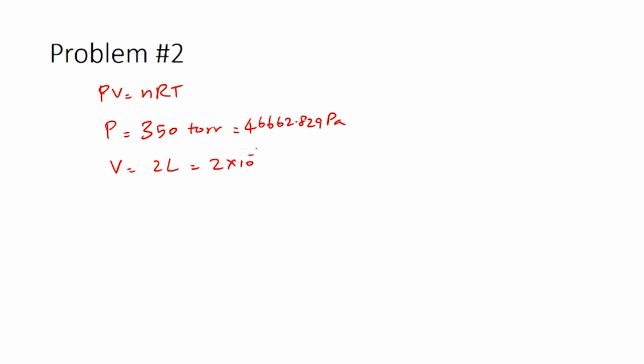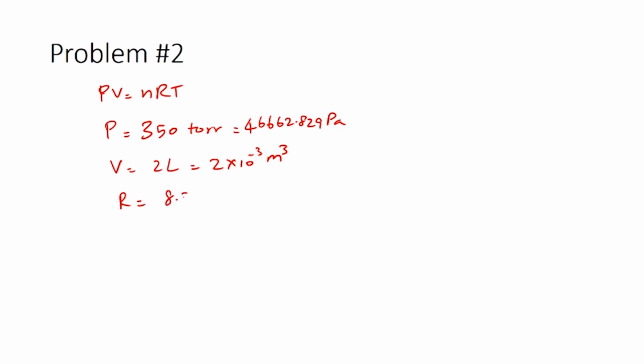Assuming ideal gas behavior, we have PV equals nRT as the ideal gas law. Pressure has been given as the initial condition as 350 torr. This can be converted to SI units, which is Pascal, and you would get 46,662.829 Pascals. So, 1 torr is equal to 133.3 Pascals. Using that roughly you will be able to get this value, and V, which is volume, is 2 liters, which can then be written as 2 times 10 power minus 3 meter cube. I am converting everything to SI units so that it will be easy to use the R value directly.